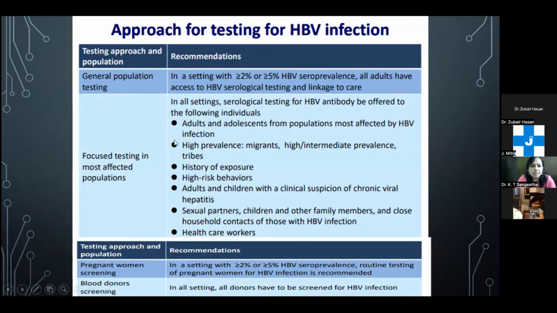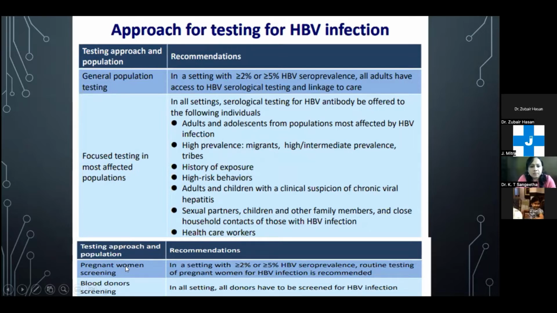When it comes to focused testing, we usually test adults and adolescents from populations who are most affected by HPV infection, like those populations where the prevalence is very high, such as migrants, prisoners, or those who are drug addicts. It was previously discussed in the previous talk. Also those with a history of exposure, be it sexual exposure or blood transfusions, or people with some high risk behaviors, even adults and children with a clinical suspicion of chronic viral hepatitis, sexual partners, children, and other family members who are living with a person with HPV.